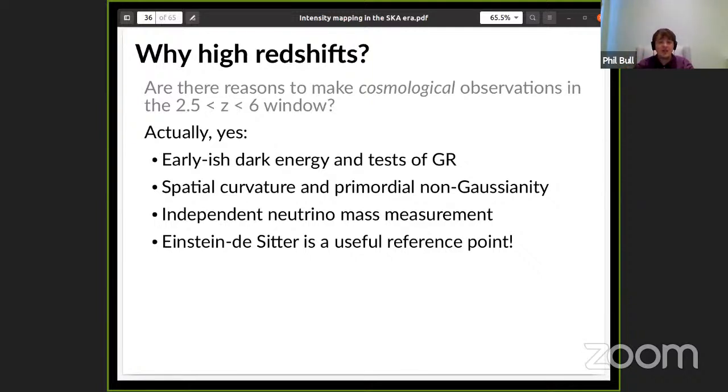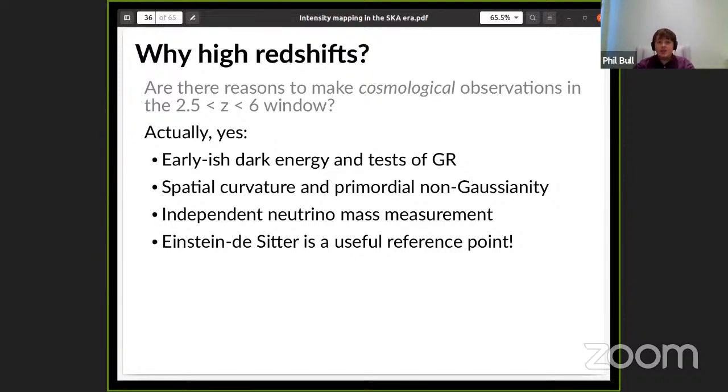So already that's interesting. This is also a good redshift range to do things like make more precise measurements of the spatial curvature of the universe, which can tell us about different models of inflation. It's a good place to look for primordial non-Gaussianity on very large scales.